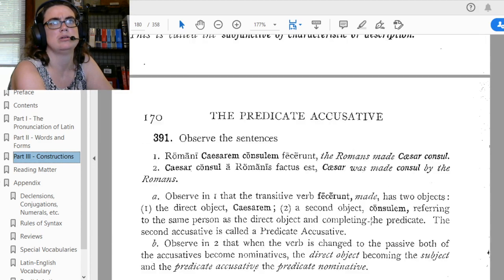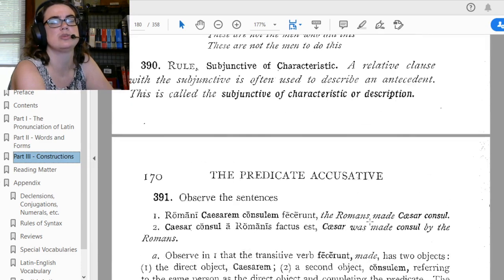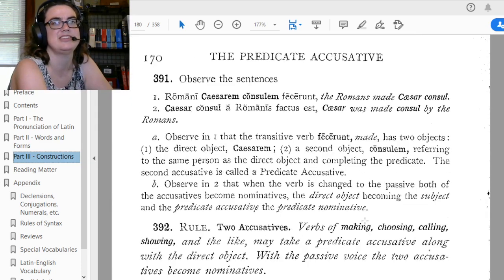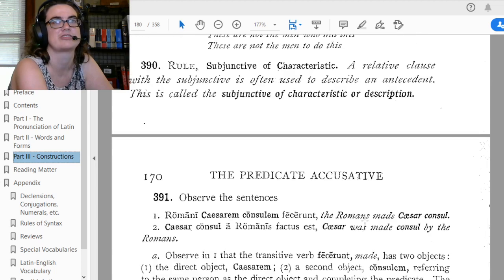Why are we... Oh, we switched topics. I was like, these sentences don't have relative clause of characteristic.